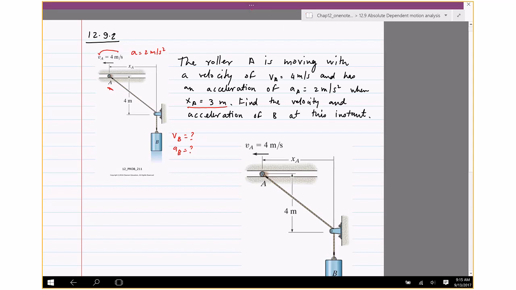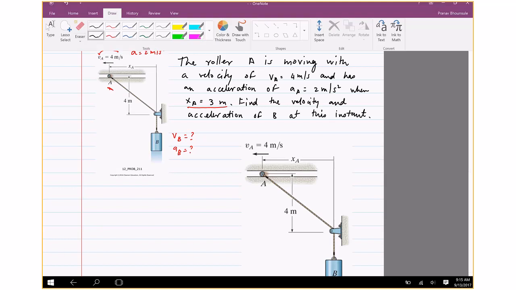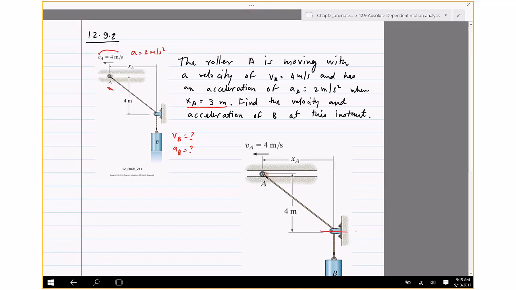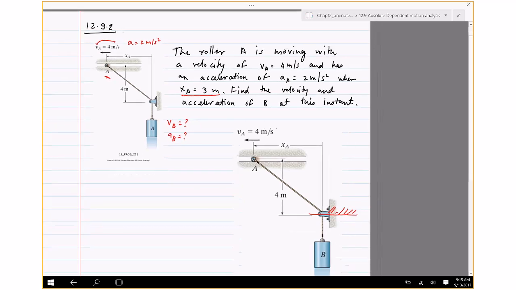So I'm going to just assume that the first datum, the vertical datum, is right here, because I want to relate the motion of B. So I'm going to call this YB, and then since XA is shown to be the left side, I'm just going to assume that this is my other datum.